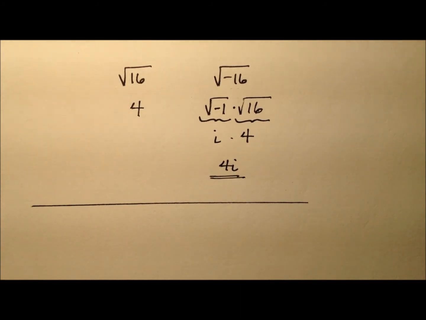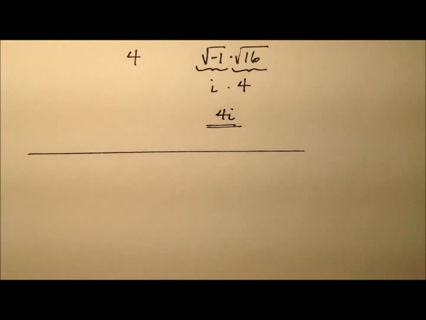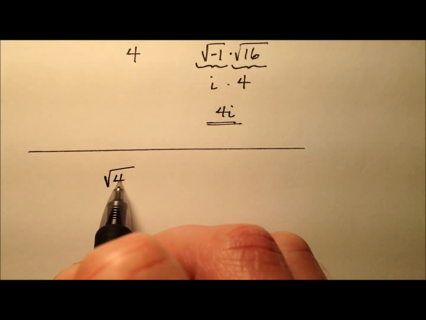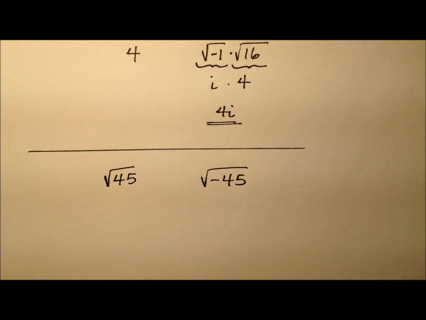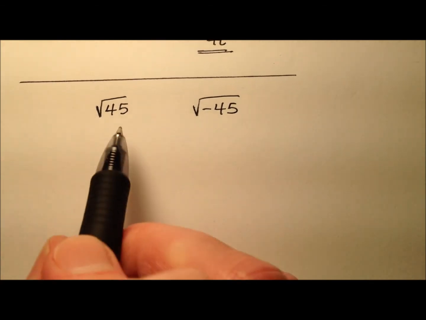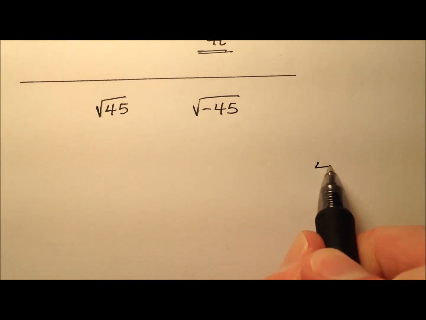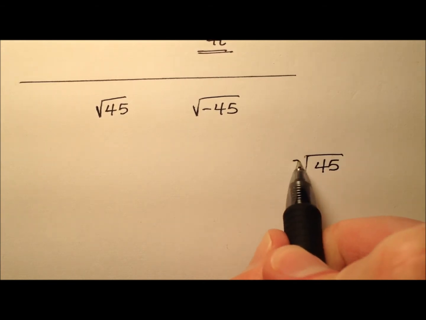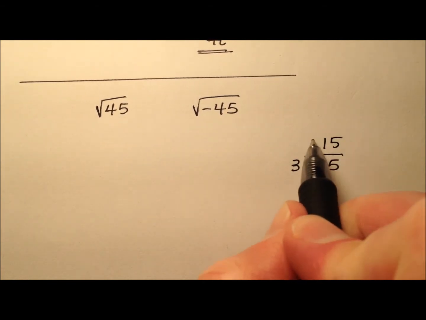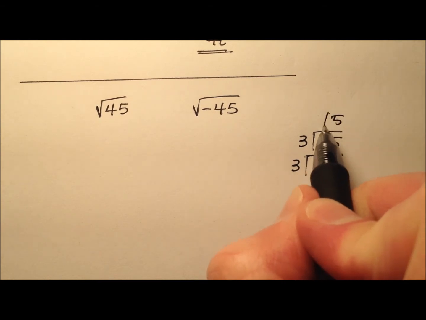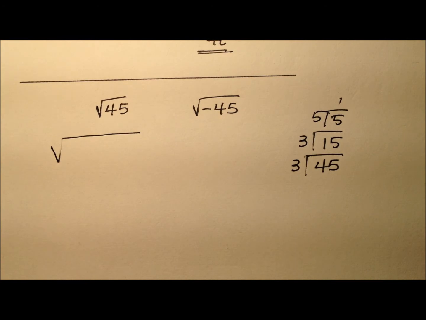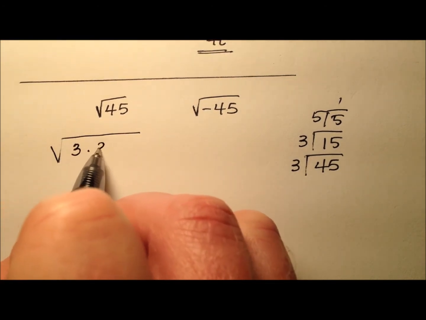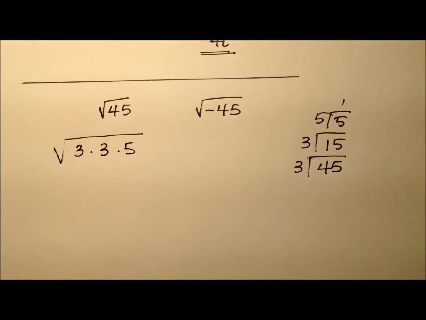Okay, well, how about looking at the square root of something that's not a perfect square? So let's go ahead and tackle the square root of 45 and the square root of negative 45. I know I can simplify radicals fairly easily by finding first its prime factorization. Okay, so I can now rewrite the square root of 45 as 3 times 3 times 5 underneath that radical.